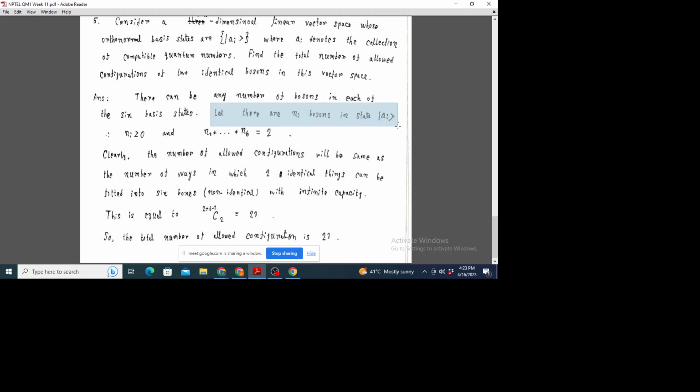Let there be N_i bosons in the state A_i. Let us translate this problem completely into a combinatorial problem. N_i is greater than or equal to 0, of course, since the number of bosons cannot be negative. And the condition is N1 + N2 + N3 + N4 + N5 + N6 = 2. So N_i is greater than or equal to 0 and the sum of N1 up to N6 is 2. How many ways is this possible?